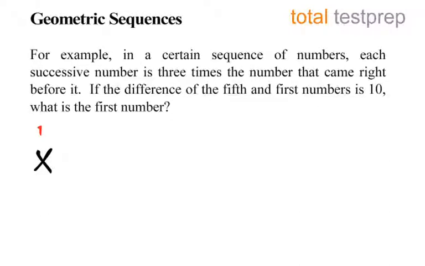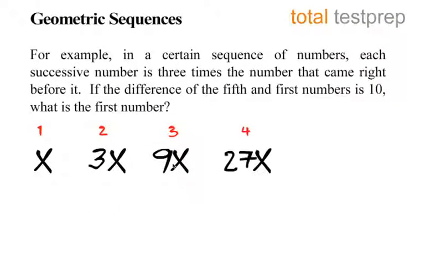Now we know that each successive number is 3 times the number that came right before it. So the second term is going to be 3 times x. The third term is going to be 9x because that's 3 times 3x. So to go from 3x to 9x, you multiply by 3. So the fourth term is going to be 3 times this. Each term is 3 times the one that came before it. So the fourth term is 27x. The fifth term is 3 times this, or 81x.